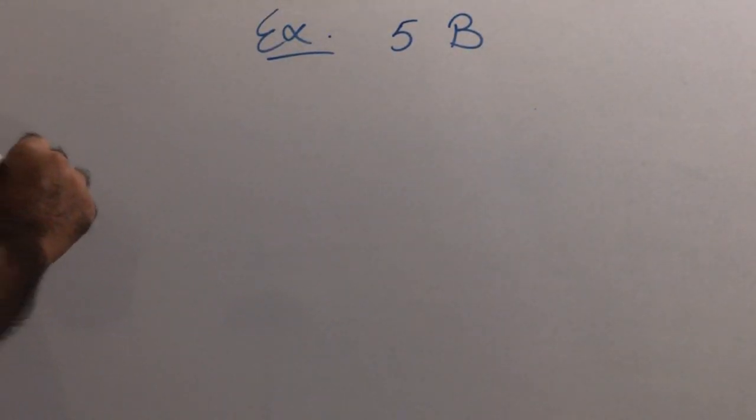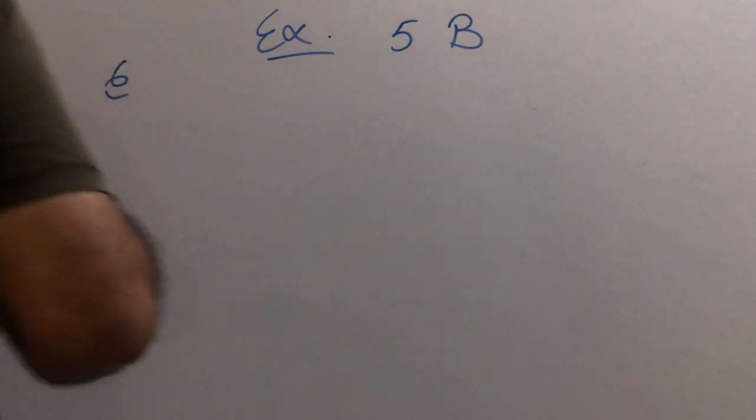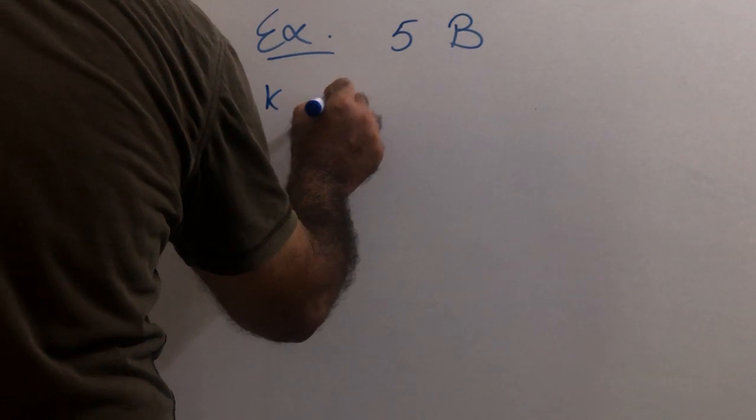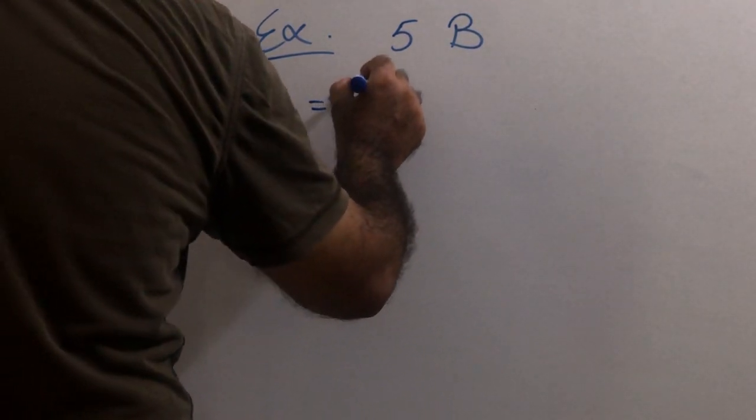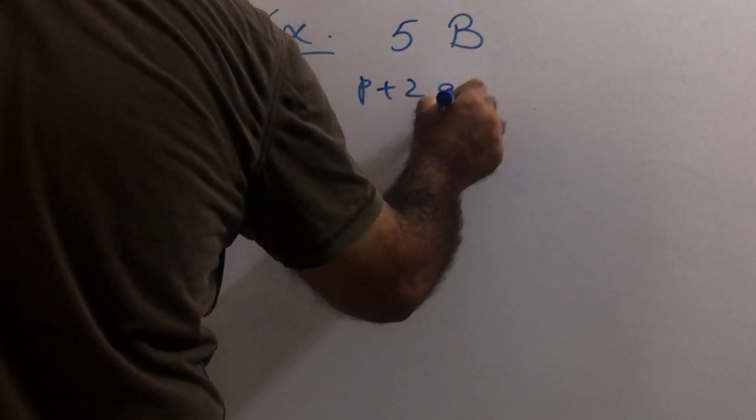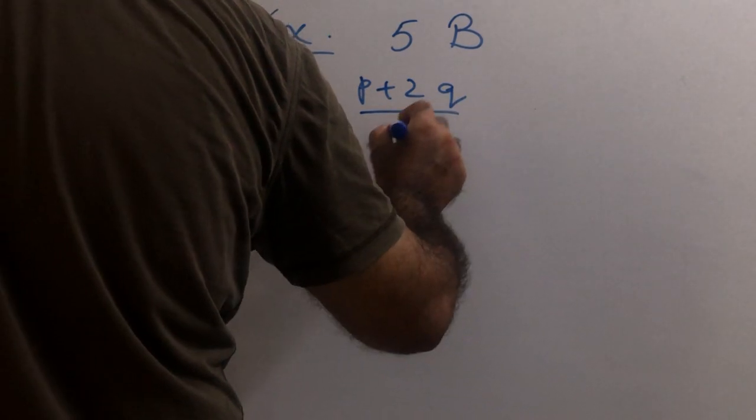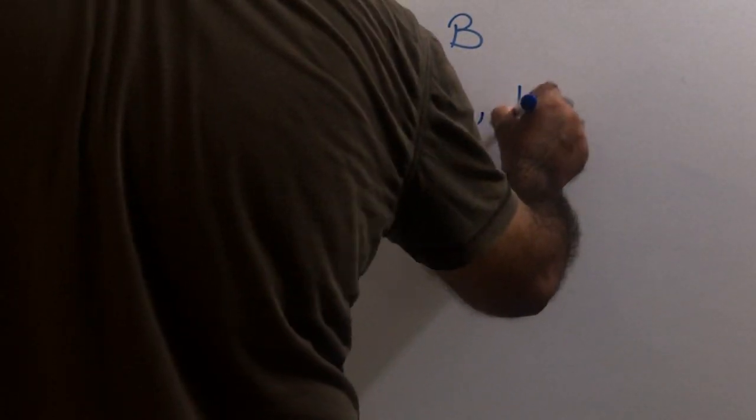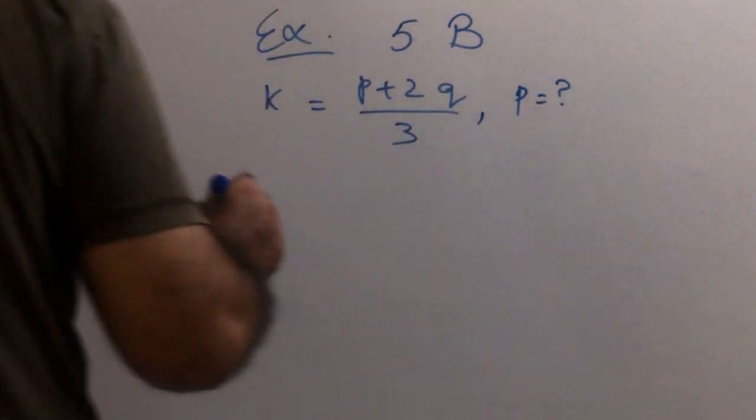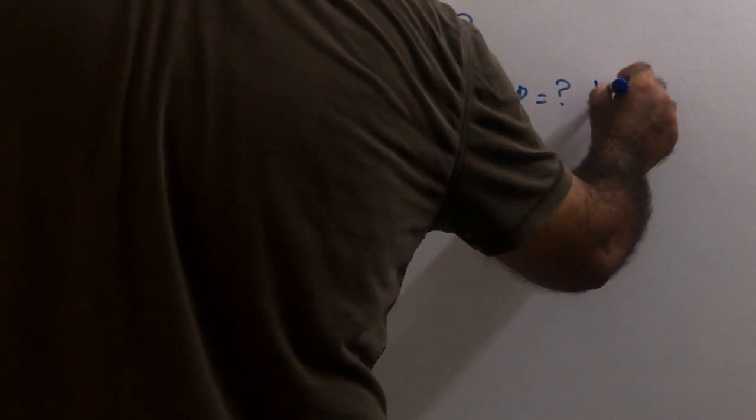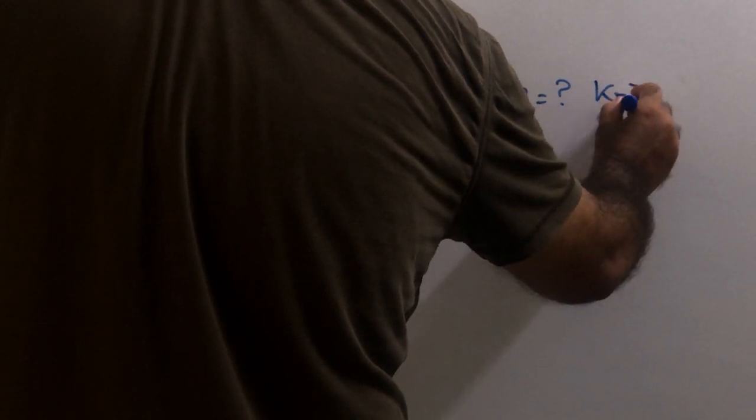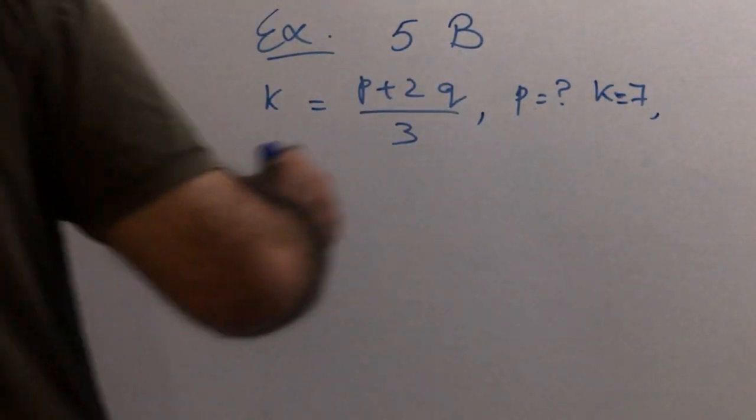Page number 121. Question number 6 says, if K is equal to P plus 2Q over 3. Find the value of P. We need to find P when K is equal to 7 and Q is equal to 9.